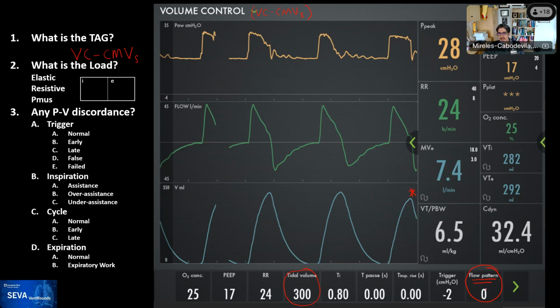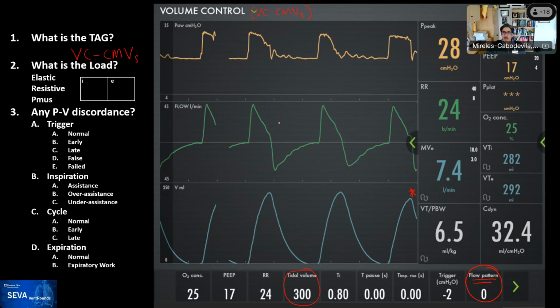So the flow pattern is set as 0, and what that means is that the flow will decay to 0 flow. And this system has set it arbitrarily to 100, all the way to the top, which is 100% of the peak flow, all the way to 0, which is 0% of the peak flow. And that's a setting, and so the flow is going to decay linearly all the way to 0.